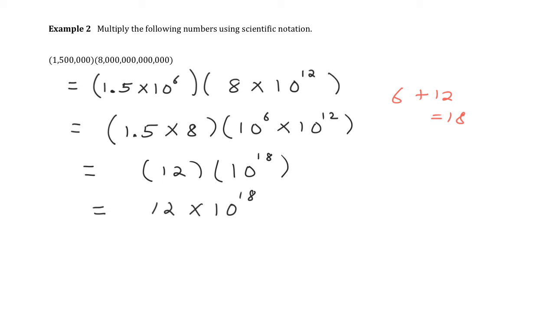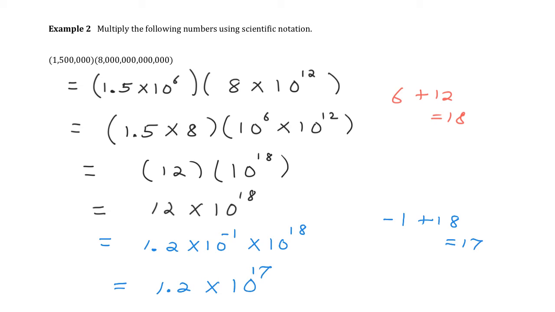So what I'm going to do is place in the number that I want. I would really like it to be 1.2, but that means I made 12 smaller by moving the decimal point once. So 12 and 1.2 times 10 to the negative 1 are the same thing. I then will just copy down this 10 to the 18th and take it one step further where, okay, the 1.2 stays, but I have a negative 1 and a positive 18 exponent, which gives me 17. This is my final answer, 1.2 times 10 to the 17th.